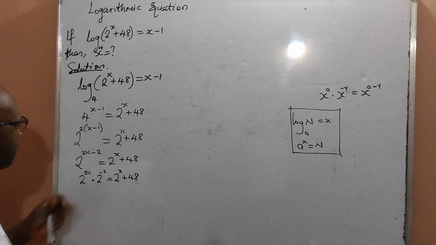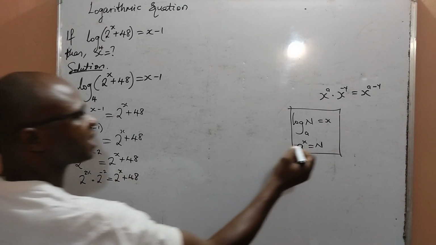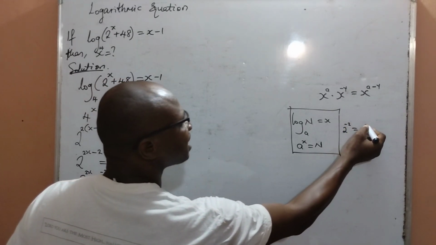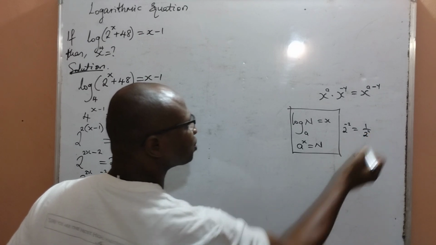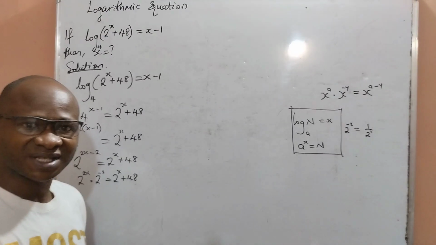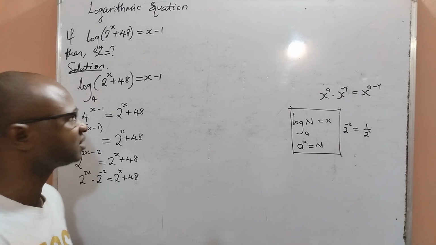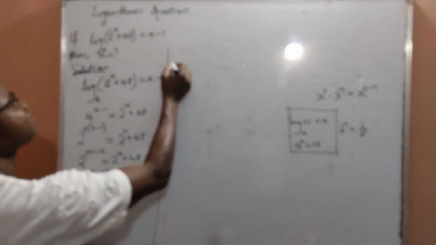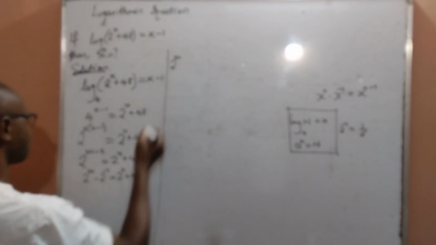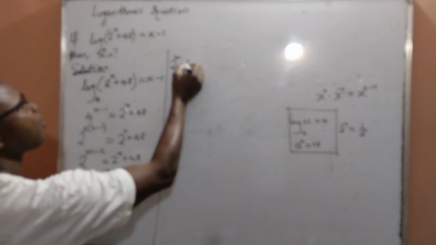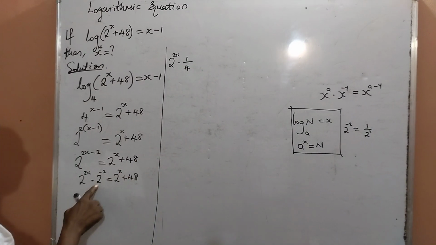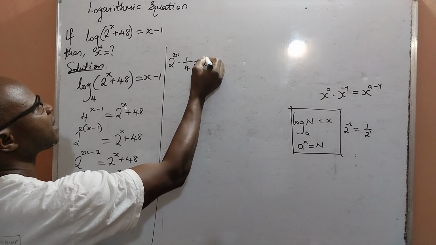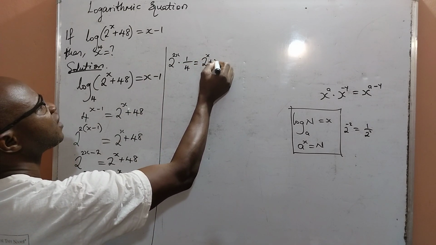Beautiful. Now, going by where we are, if I have 2 to the power of minus 2, it is the same thing as 1 all over 2 raised to the power 2, by the law of indices called the negative power index law. Now, moving forward, I will have it written as 2 raised to the power 2x, then multiplied by 1 all over 4, because 2 raised to the power minus 2 is 1 all over 4, is equal to 2 raised to the power x, then plus 48.